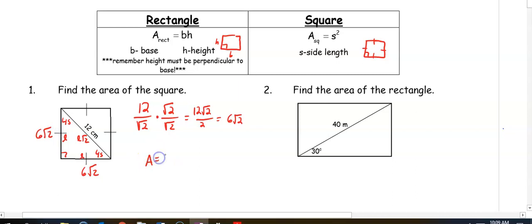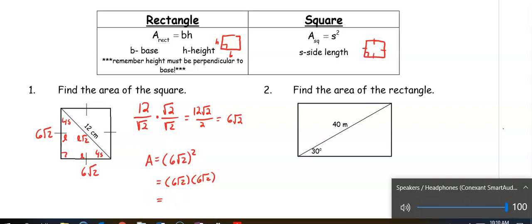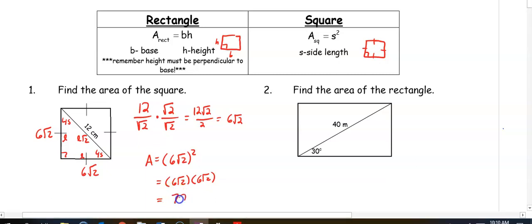So to get the area, we can do 6 root 2 squared, which is really 6 root 2 times 6 root 2. You can put them in your calculator either way. If you put this in your calculator with the squared, make sure you put parentheses around it, and we get the area then is going to be 72 centimeters squared. Make sure that you always include your units in your final answer.